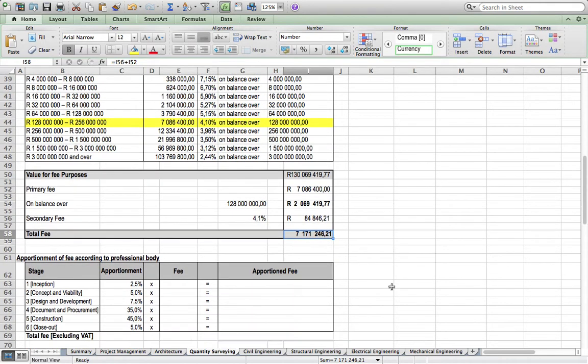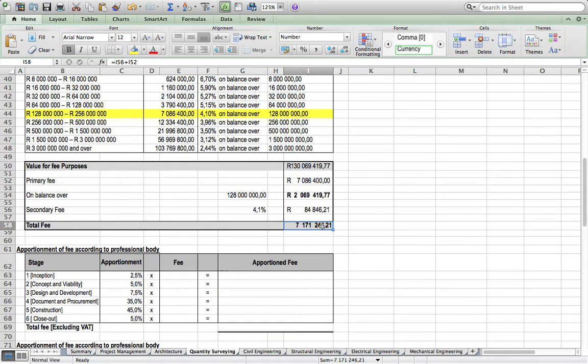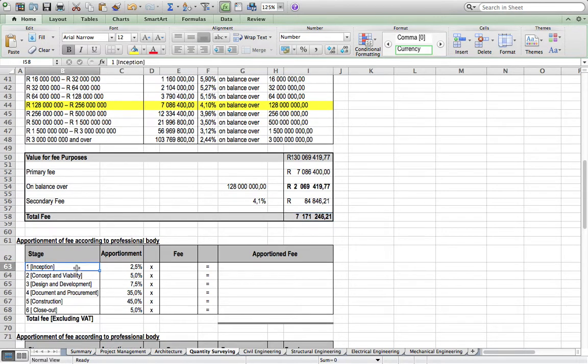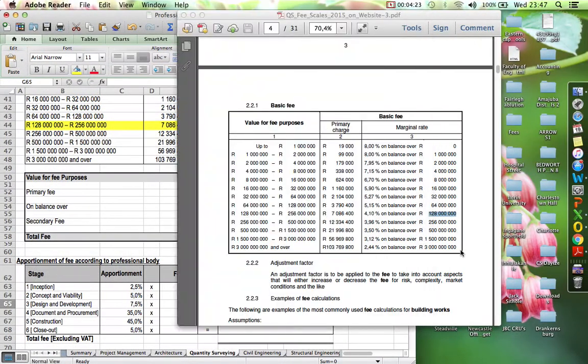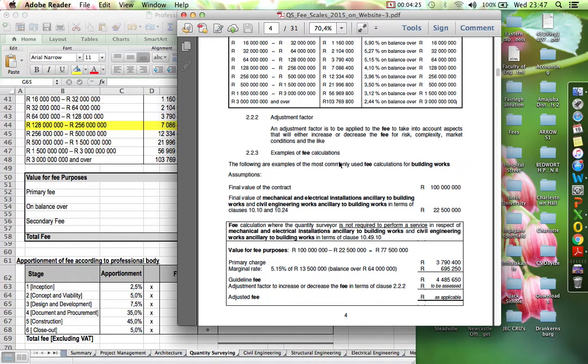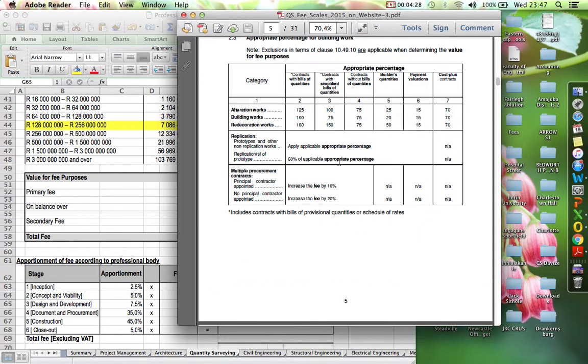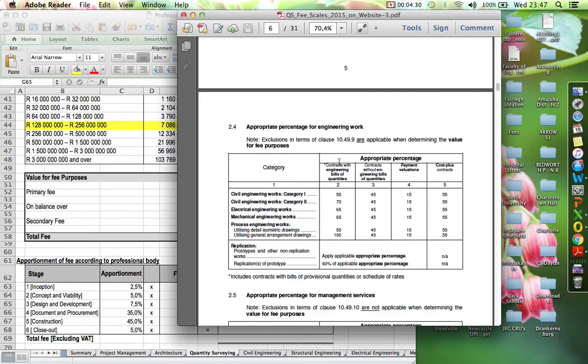But now we have to divide this fee according to all the stages of development, because we don't pay it once. It's not a once-off payment. It's paid in accordance with the stages of development. So we've got 6 stages, which is shown on this table provided by the body of quantity surveyors.